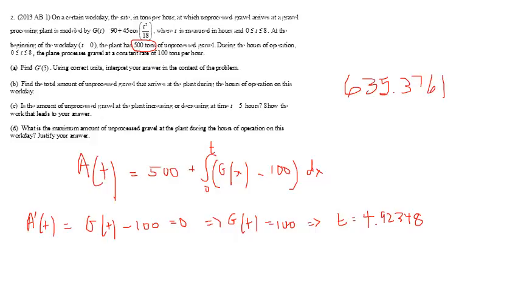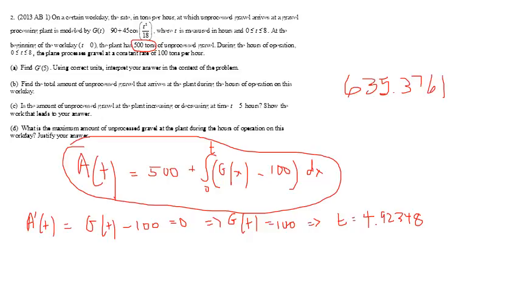And then at the other endpoint, again, you're using your calculator to find these values. So you're plugging into this A of t function that you actually wrote down. At t equals 8, you're going to get 525 and some change, 55.5510. Golly, that's terrible. Okay, 5510. So you can clearly see that the maximum amount of unprocessed gravel at the plant is 635.3761. You would just want to write a short, one-line sentence that says that, and then you would be done with this question. Make sure you know how to do these.